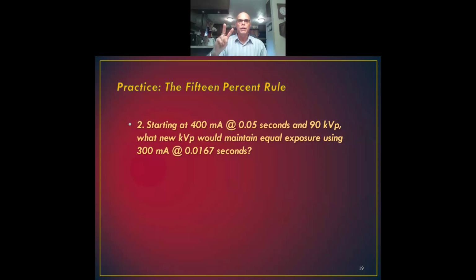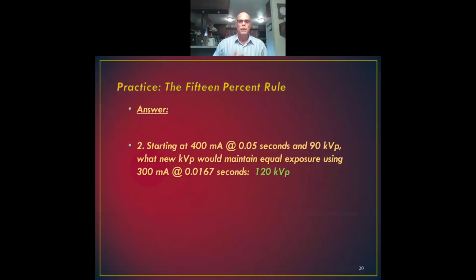And guys, those two will give you the same output on the machine. That's what you need to start letting sink in. These two situations here, the 400 mA at 0.05 at 90 kVp, and 300 mA at 0.0167 seconds, 5 mAs. So you've got 20 mAs at 90, and now you have 5 mAs at 120, which will give you the same exposure to the IR. That's called the 15% rule. Okay, so there's your answer, 120.